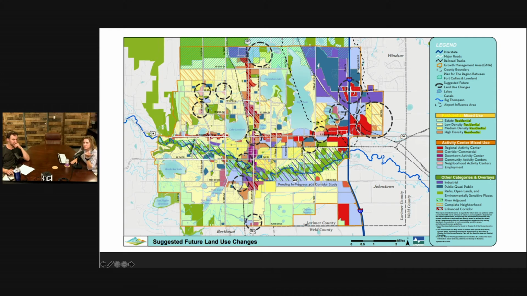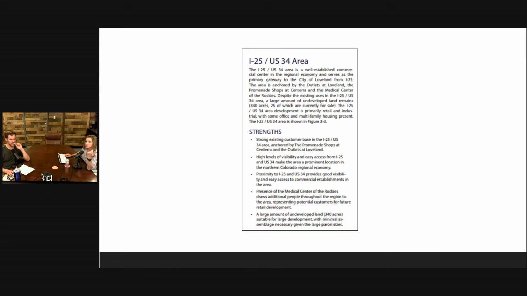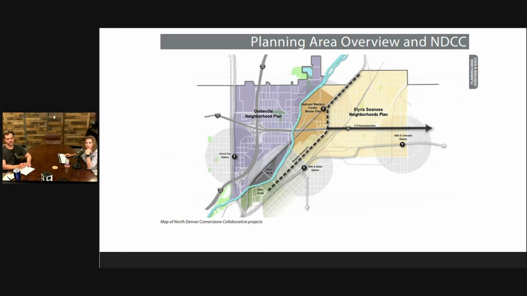So you have hospitals, you have the Promenade, you have all 340 acres of undeveloped area, and you're close to the airport. There's just so much going on in and around here that to me, this is just the area that I would hone in on. So this is something I'm going to share with the client. I haven't yet, but I'm going to show this as the regional information that they need to consider.